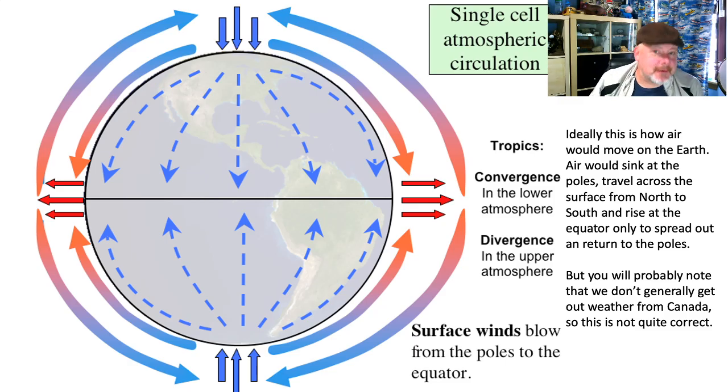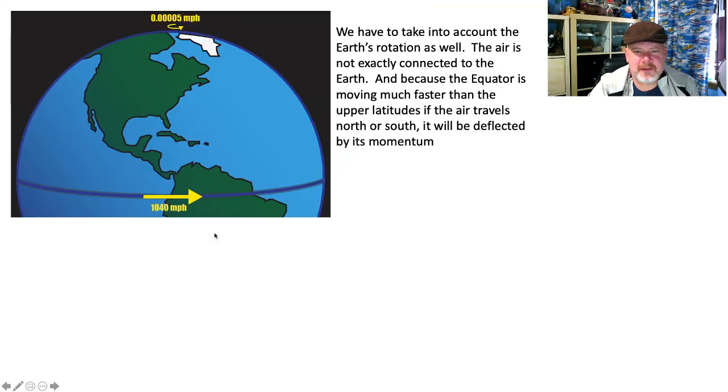However, we don't get our weather generally from Canada. We get generally our weather from the Pacific Ocean. In fact, the South Pacific Ocean. In other words, it's coming up from the southwest. That air is blowing up like this, not like this. So why does this not work? Well, there's a few reasons for it.